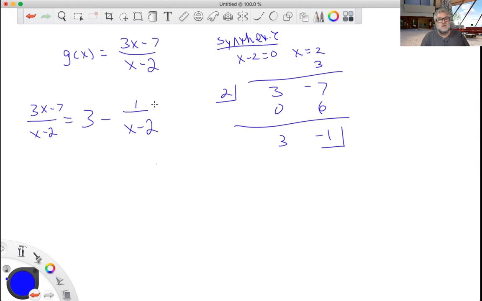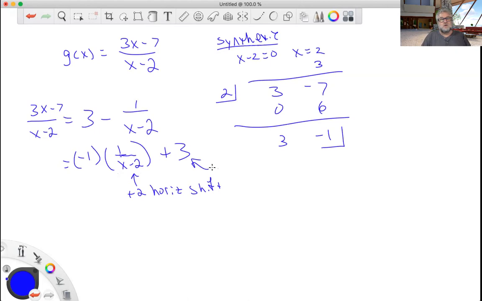Aha! This looks like a 1 over x function. So let's write it so it makes a little more sense. Minus 1 times 1 over x minus 2 plus 3. That makes a little more sense. So x minus 2 is a plus 2 horizontal shift.